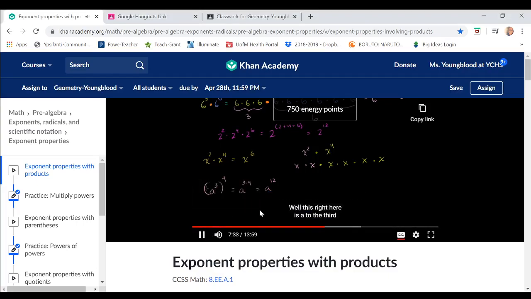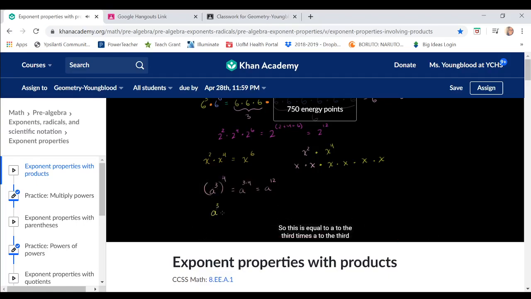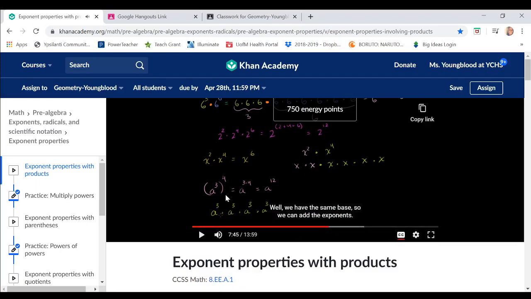Well, this right here is a to the third times itself 4 times. So this is equal to a to the third times a to the third times a to the third times a to the third. So again, all he did was multiply this part, a cubed, by itself 4 times. 1, 2, 3, 4. And then we can use the same property we used up here and add the exponents. So 3 plus 3 plus 3 plus 3 gets us a to the 12th. We also just did 3 times 4, which also gets us that a to the 12th.